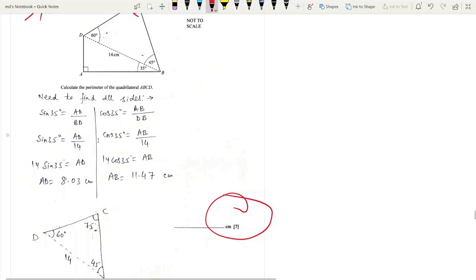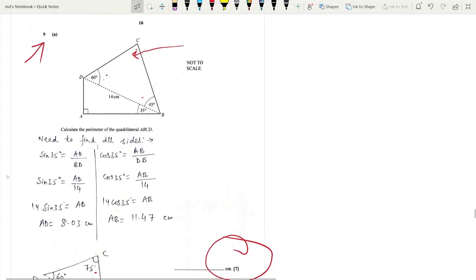Okay, so now step by step. Calculate the perimeter of the quadrilateral ABCD. It means we need to find this length, this length, this length, and this length. And surprisingly, we don't have any length out of these 4. So we have to find these 4 lengths. I have already solved it. Here I will explain to you. Try to listen carefully. We need to find all sides.